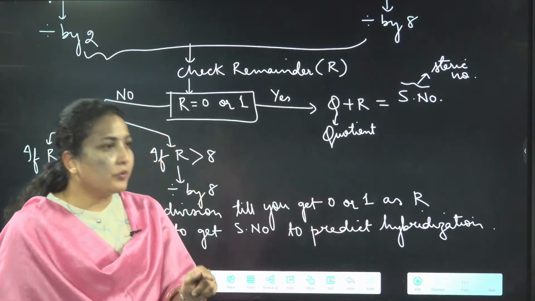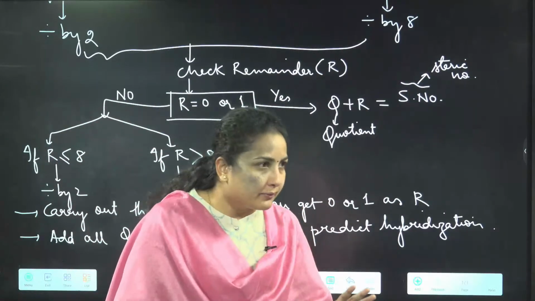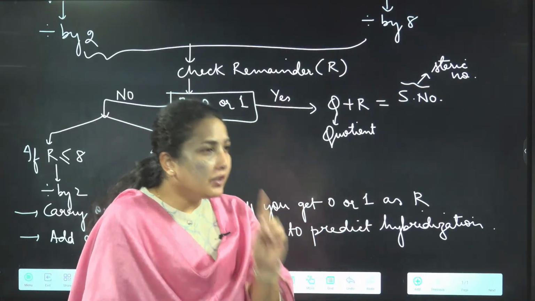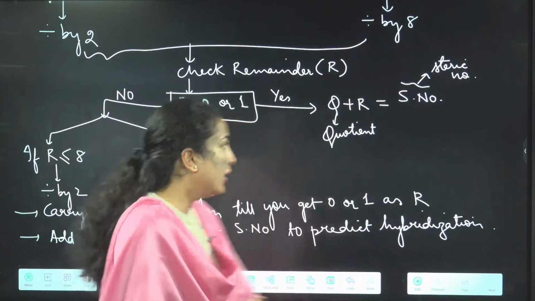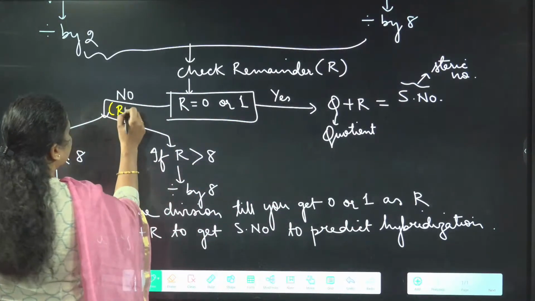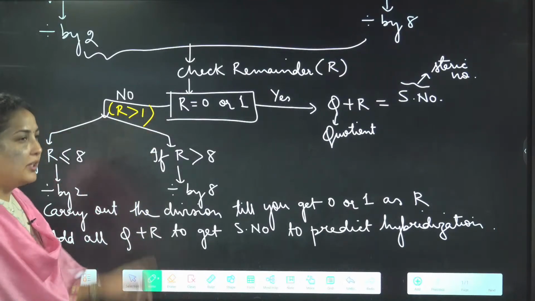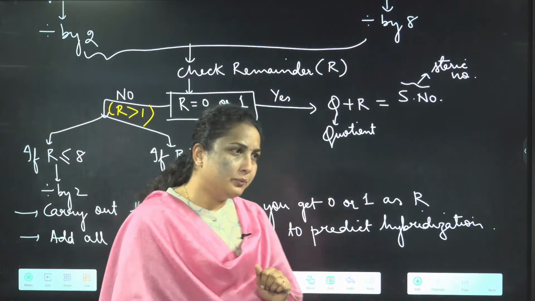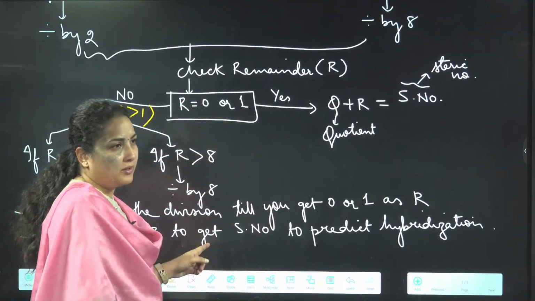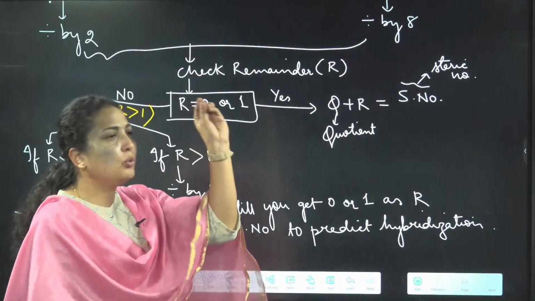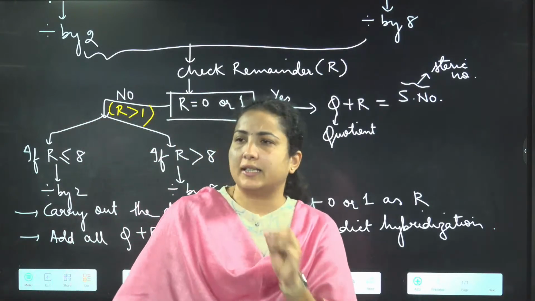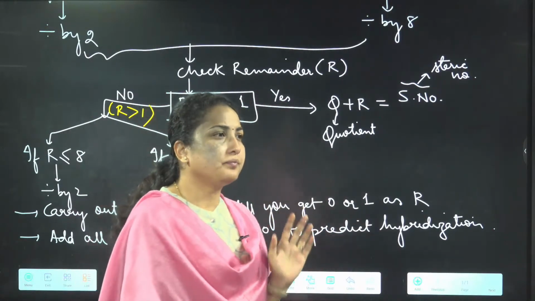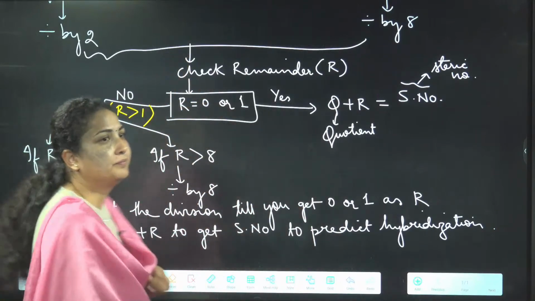Then analyze the remainder of the same division. Are we getting 0 or 1? If we are getting 0 or 1, please don't divide further. If the remainder is greater than 1, right? This no means that the remainder is greater than 1. But how much greater? If the remainder is less than or equal to 8, it is not crossing that 8, then again divide it by 2 until you get 0 or 1 as the remainder. And then simply add all the quotient and remainder to get the steric number. Right? This part fine, clear, understood what is happening? I just explained one part of it. Okay.